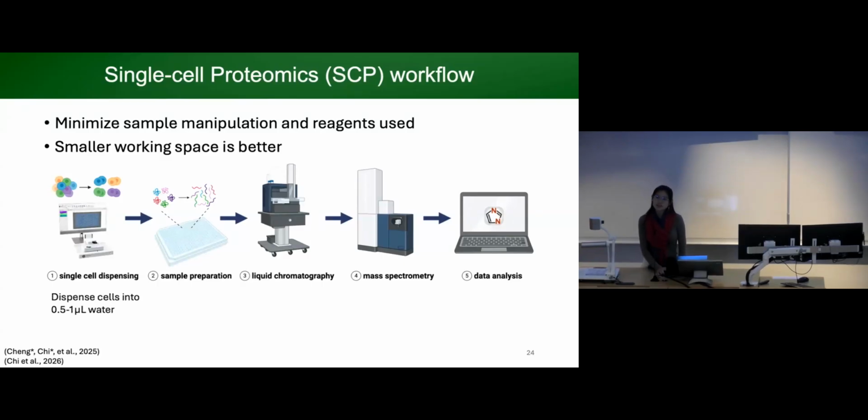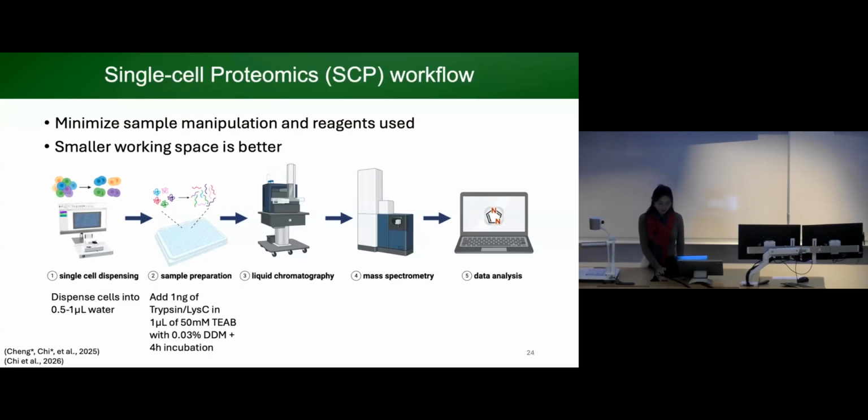We first dispense the single cells into 0.5 to 1 microliters of water in a 384 well plate. Then we add 1 microliter of trypsin and incubate for 4 hours for digestion from proteins to peptides. After that, we load everything onto liquid chromatography and then run it through mass spec for analysis.